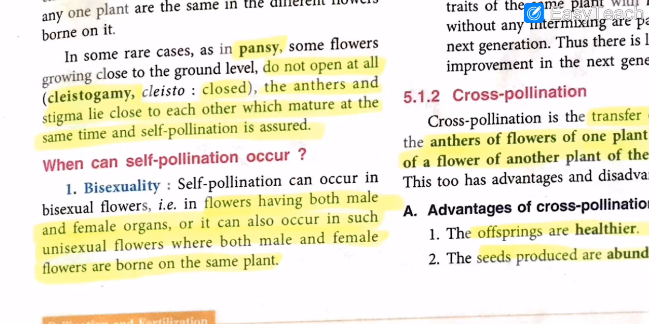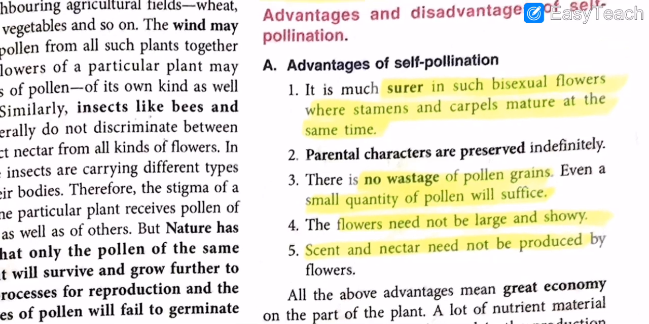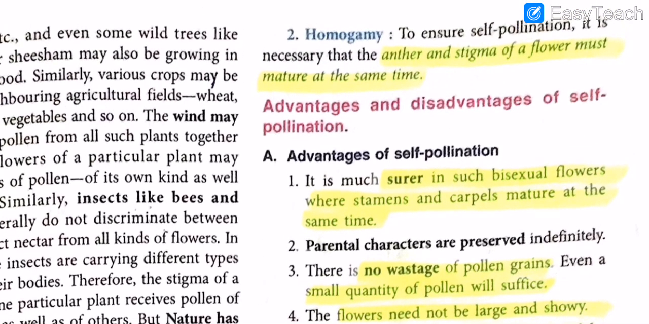Then homogamy. To ensure self-pollination, it is necessary that the anther and the stigma of a flower mature at the same time. It's very obvious, right? Because it's almost like the anther says, hey, I am ready. The pistil then says, hey, I'm not ready, I'm not mature. Then the pistil says, hey, I am ready. Then the anther is like, it's too late now. Then the stigma dies, and the anther grows again. Then the stigma is still young. They're not ready at the same time. So such a process is called homogamy, where to ensure self-pollination, the stigma and the anther should mature at the same time.